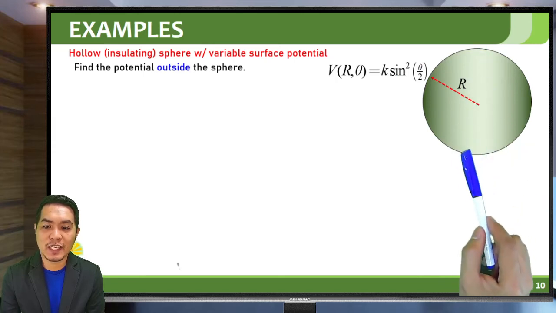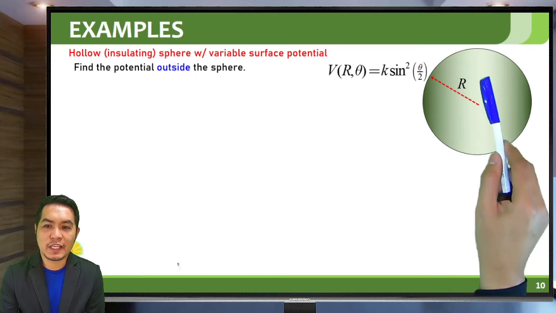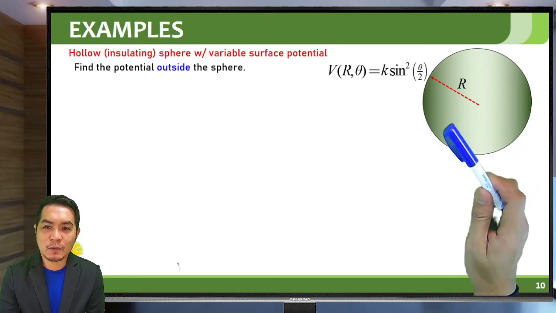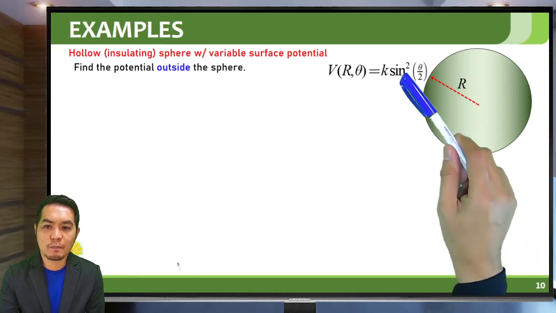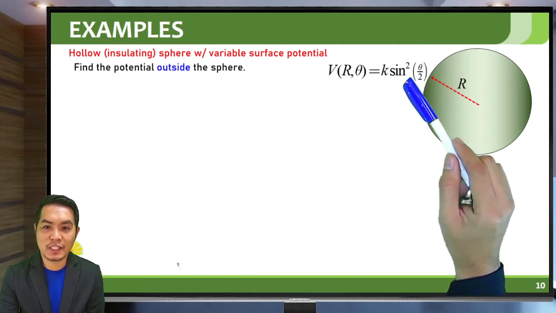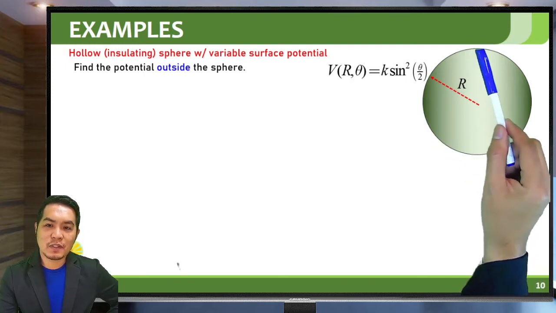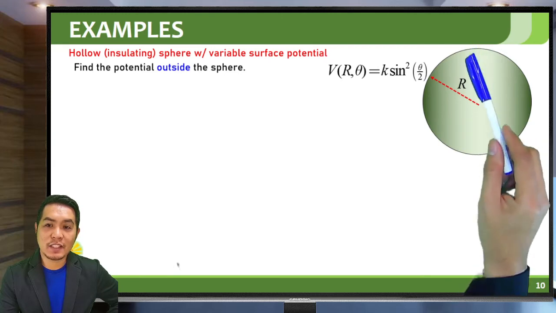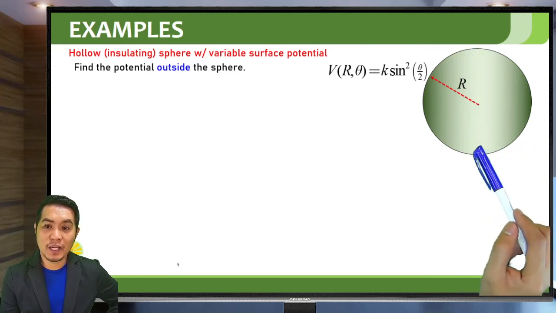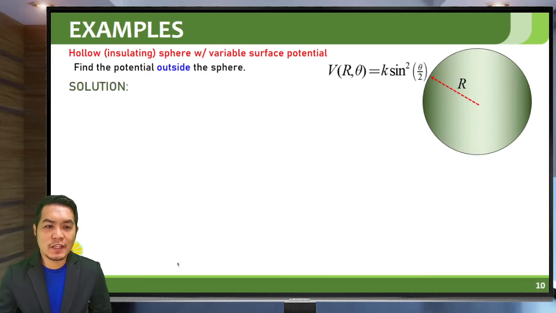The same thing when theta is equal to pi over 2, or 90 degrees. That's actually not the maximum potential. So in this example, at theta equal to 0, the potential here is 0, and at theta equal to pi, the potential here is maximum. So the only difference here is the boundary conditions.